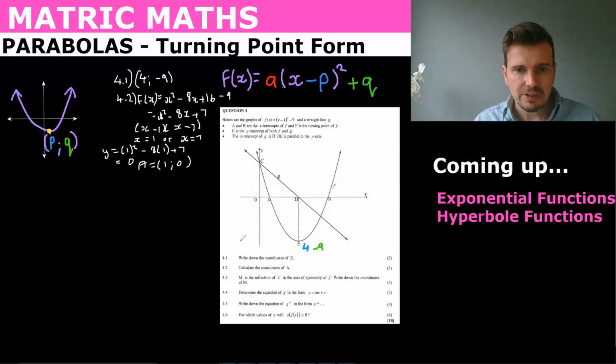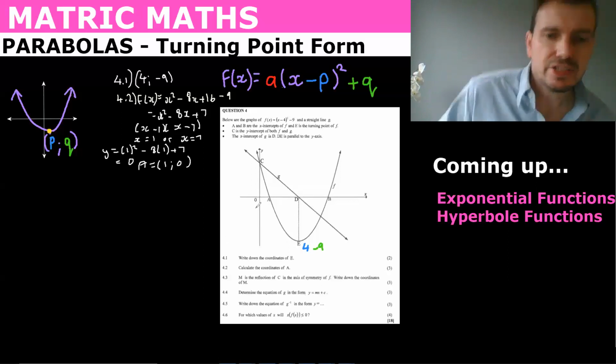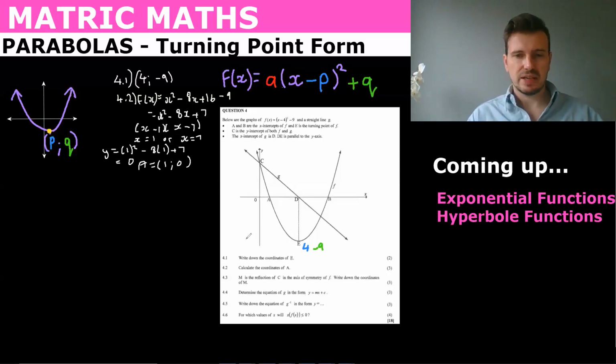Okay, now 4.3 says M is a reflection of C in the axis of symmetry of f of x. So we know that the axis of symmetry of a parabola goes down the center like this. And M is a reflection of C in the axis of symmetry. So it goes to here.